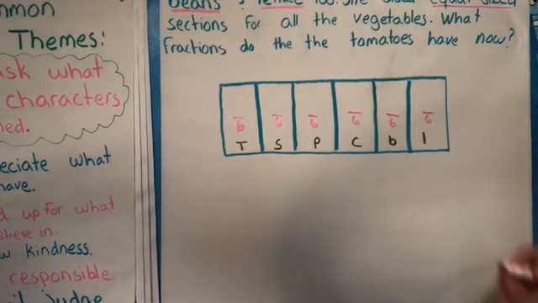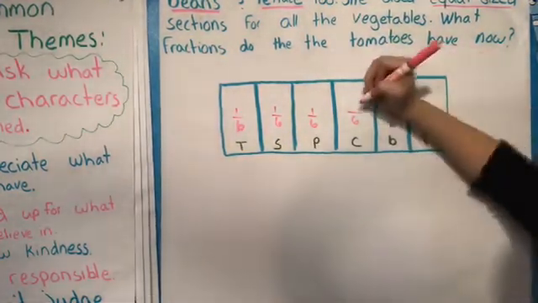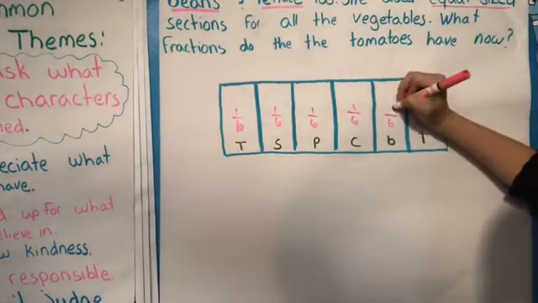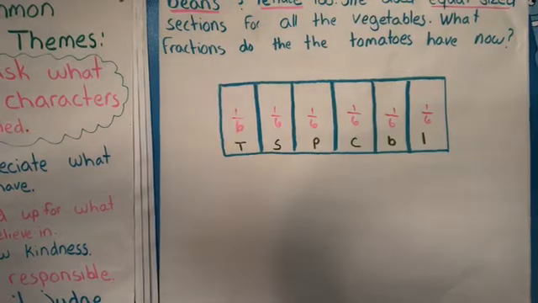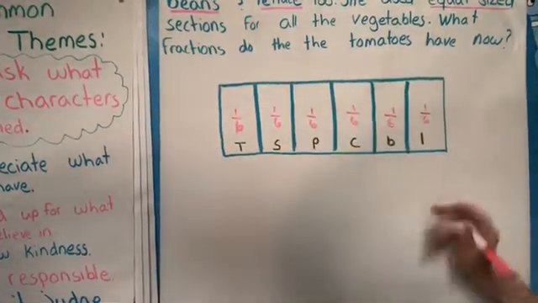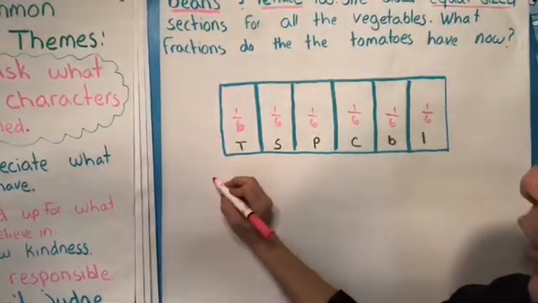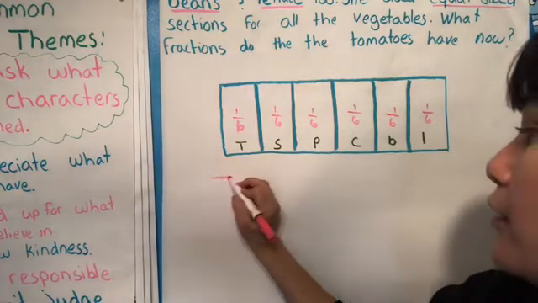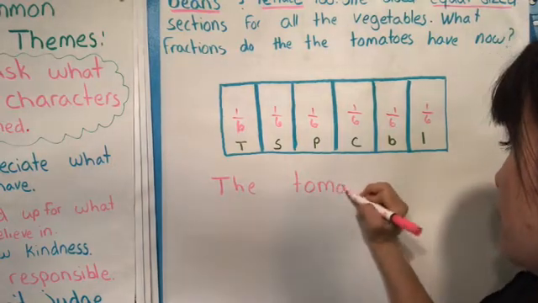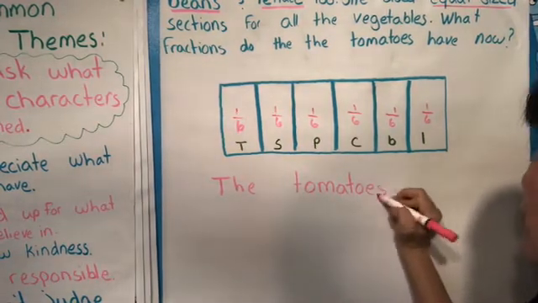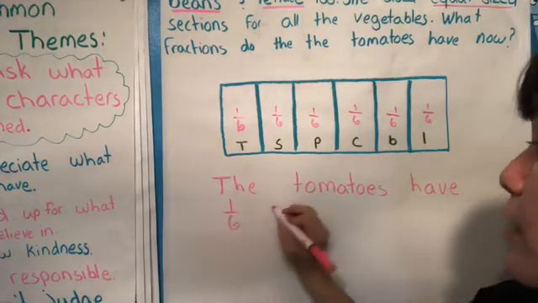And the tomatoes represent 1 portion, the squash is 1 portion, the peppers is 1 portion, the cucumbers are 1 portion, the beans are 1 portion, and the lettuce is 1 portion. So now I've done a drawing, I've solved my problem. The tomatoes take up 1/6 of the garden, and I'm going to go ahead and write my answer. The tomatoes have 1/6 of the garden.